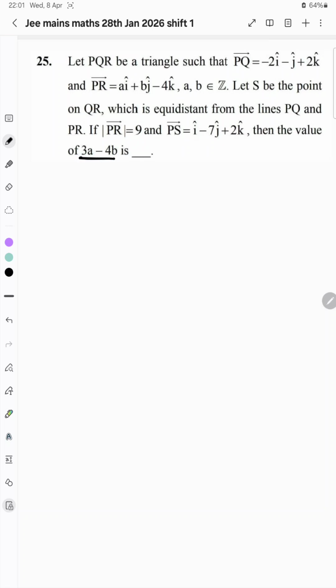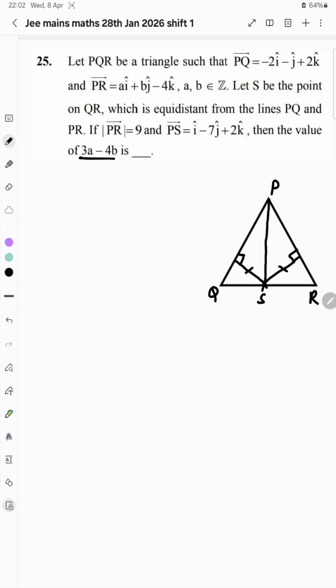Okay, let's draw the basic diagram first for the triangle. Now let's give the names: vertices P, Q, R, right? Now S is the point on QR such that the distance from S to PQ and from S to PR must be equal, right? Now if you join the line S and P, these two triangles are right angle triangles, having a common side and one of the other sides also equal. So by the RHS congruence rule, both triangles are congruent.